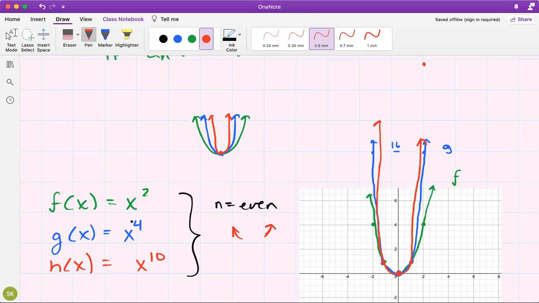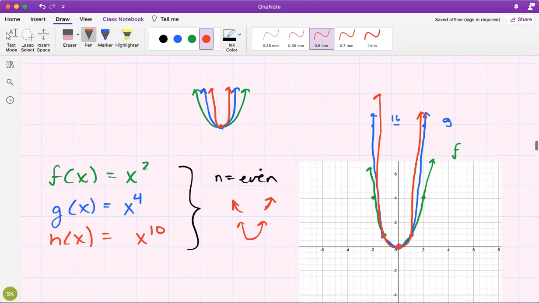Now what happens if I multiply by a constant for each one of these graphs? So I put a 3 here. Well, it just makes the graph skinnier. So it will make each one of these graphs a little bit skinnier, but it'll still be a parabola pointing upwards. But if I multiplied by a negative, what happens? Well, this would be a reflection. So all of these graphs will now be pointing in the opposite direction.